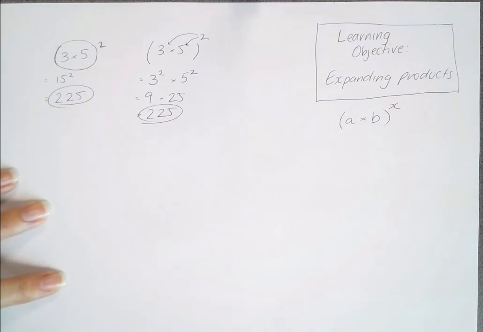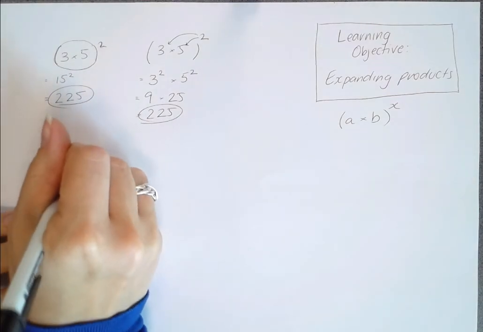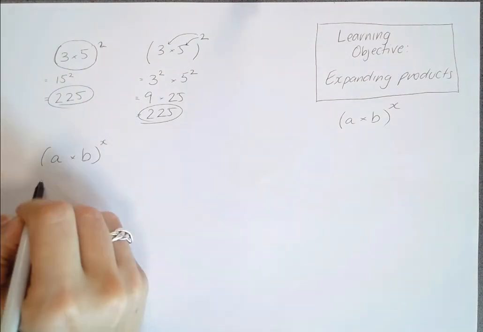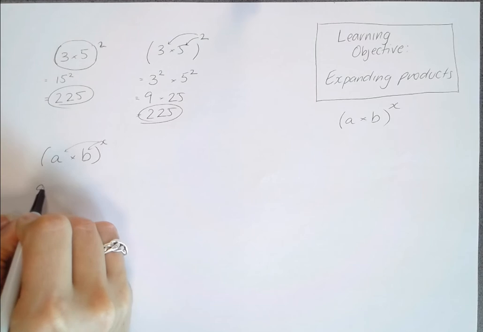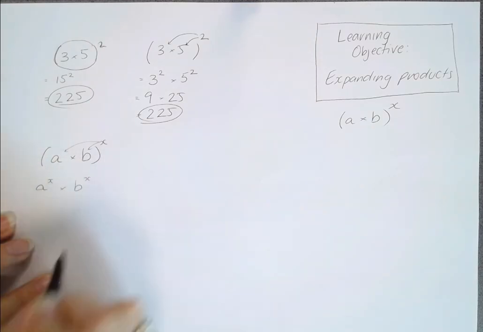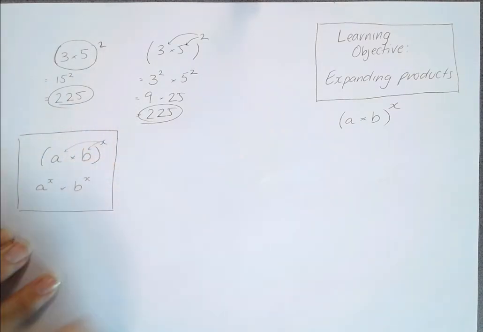So what we're looking at here is a rule that says if we've got a times b all to the power of x, then when you expand that out and apply the power to everything, you have a to the power of x times b to the power of x. So this is our expanding products rule, and that's our important rule for this lesson.